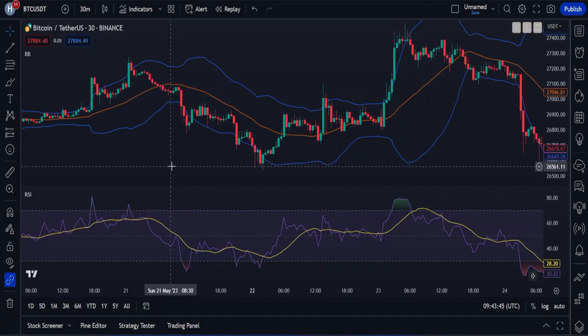reaches an extreme value. Now that we have a basic understanding of the strategy and the indicators used in it, now let's go through some examples of a buy trade.